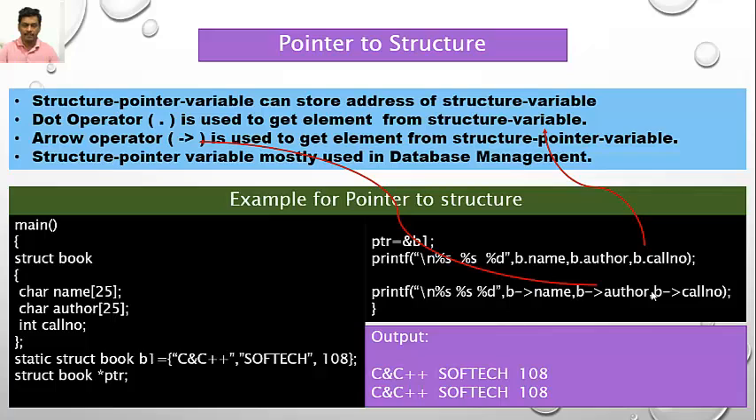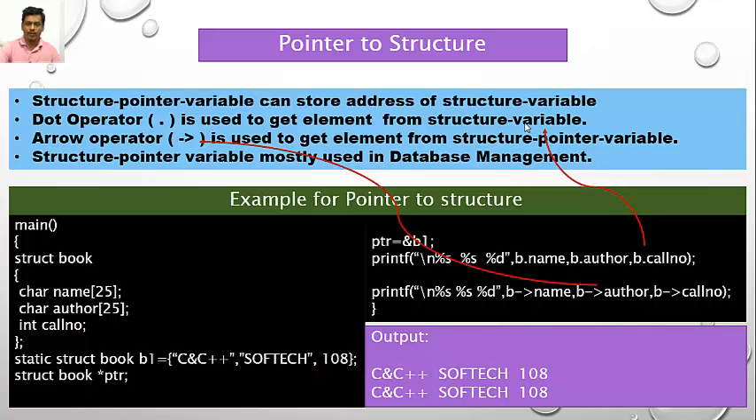A pointer variable can store the address of an ordinary variable. A structure pointer variable can store the address of a structure variable. The dot operator is used to get elements from a structure variable. If we want to access the element of a structure, we use the dot operator.